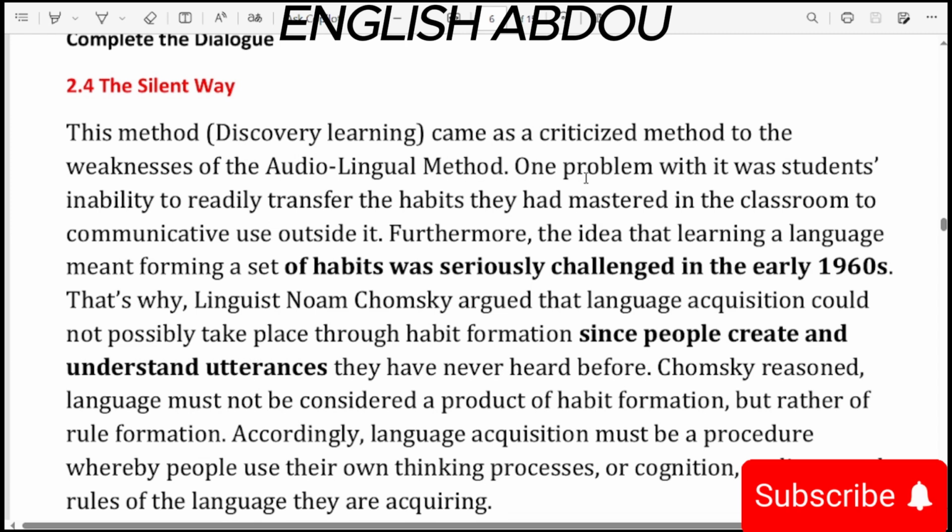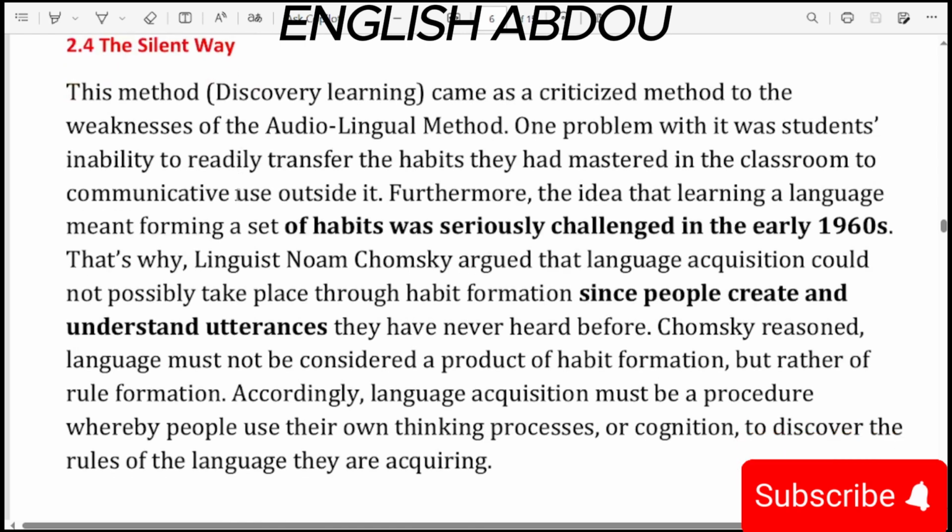One problem with it was students' inability to readily transfer the habits they had mastered in the classroom to communicative use outside it. Okay, this is the problem. So students cannot transfer what they learn in their life in general. They cannot communicate outside the classroom. So the communication is just inside, but outside there are some problems. So this method came in order to find a solution to these problems.